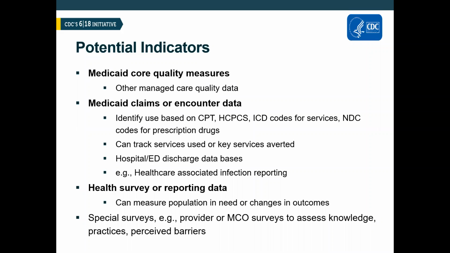These are examples of potential indicators. You might consider using Medicaid core measures, which Deirdre will speak more to, or other MCO quality data. You might consider using claims or encounter data and use billing codes to identify relevant claims. You might consider tracking services used or averted. You might also consider using hospital or emergency department discharge data where relevant. You might consider using health survey data to measure changes in outcomes. Some states, and we'll see this in further examples, have done special surveys such as MCO surveys to understand current coverage practices.